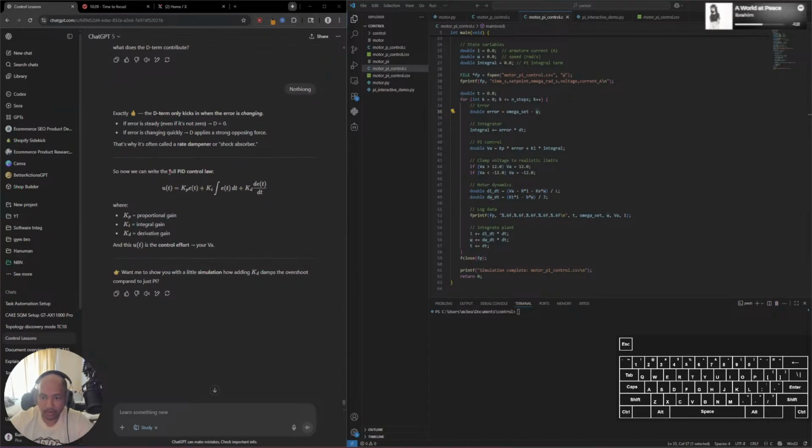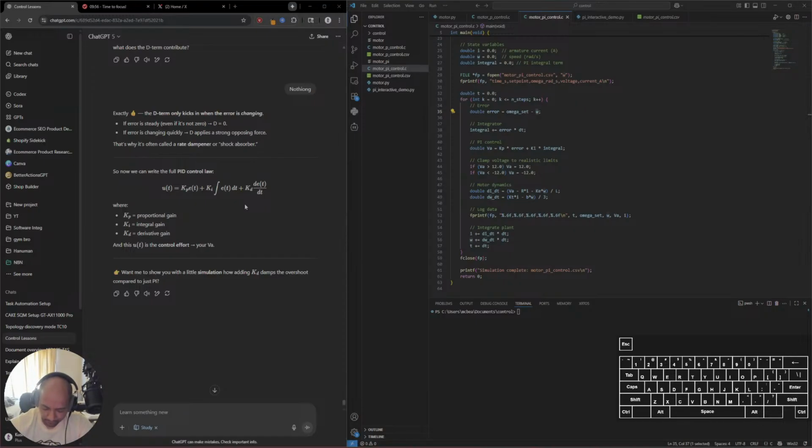That's called the rate dampener, shock absorber. So now we can write the full PID control law. U(t) is equal to KP times e(t), which is just error, plus KI times the integral of e(t) dt, plus KD times the derivative of error, de over dt.